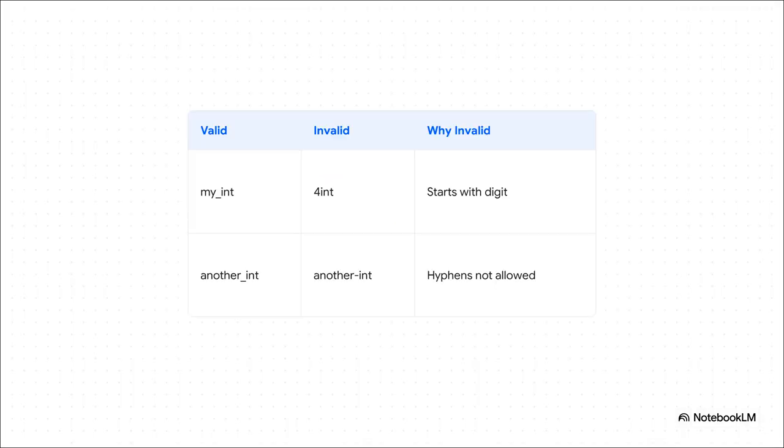Before we even get to styling, you've got to stick to the strict syntax rules, or Python will literally just refuse to run. Names have to be one word, containing only letters, digits, and underscores. No hyphens, no special symbols. And most importantly, a variable can never start with a digit. So my_int works perfectly, but 4Int will trigger an immediate syntax error. Oh, and don't forget, Python is super case sensitive. A variable named with a lowercase s is a completely different variable than one with an uppercase S.